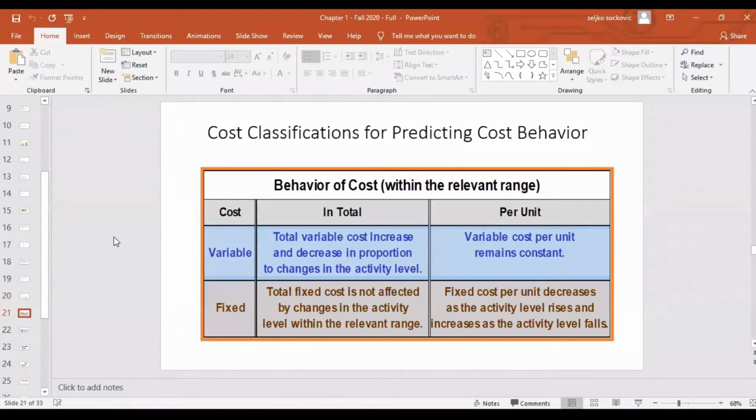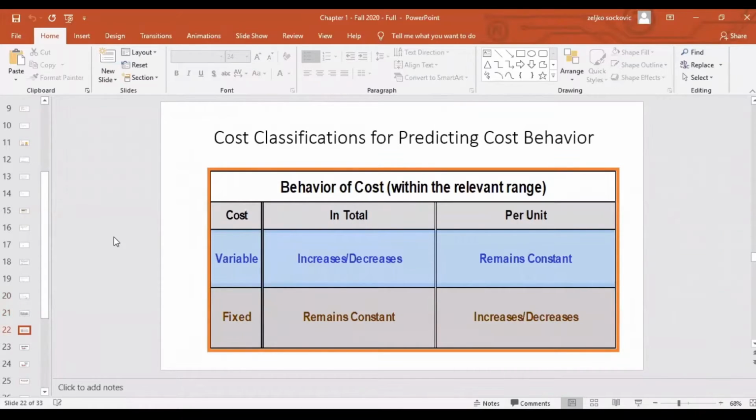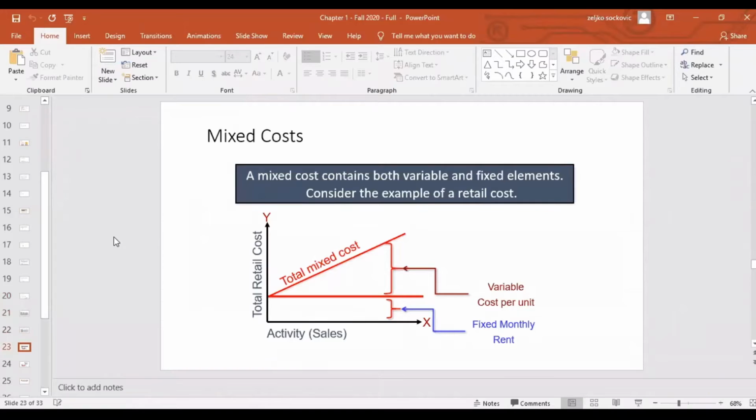Okay, so you need to definitely understand. This is just a summary of what you said. This is even further summary of summary. So you need to understand this behavior very, very well. Very important. These are the mixed costs. I talked about this already.